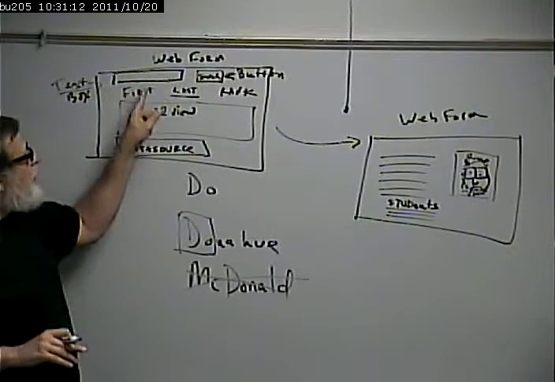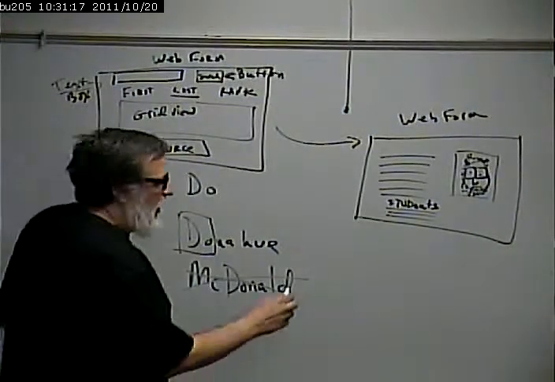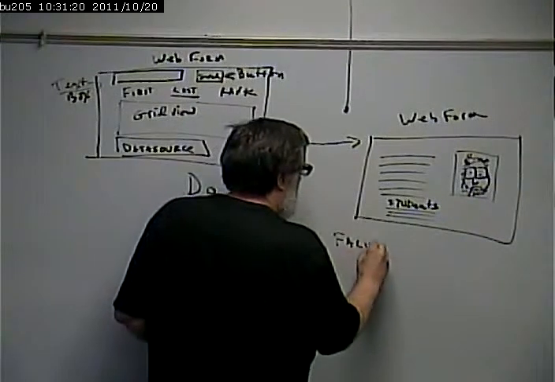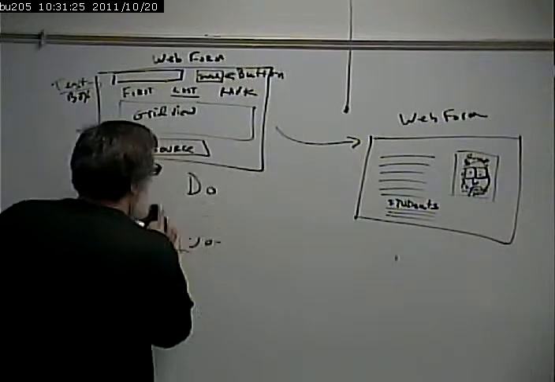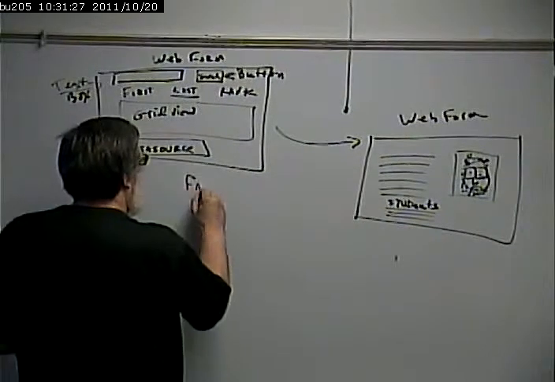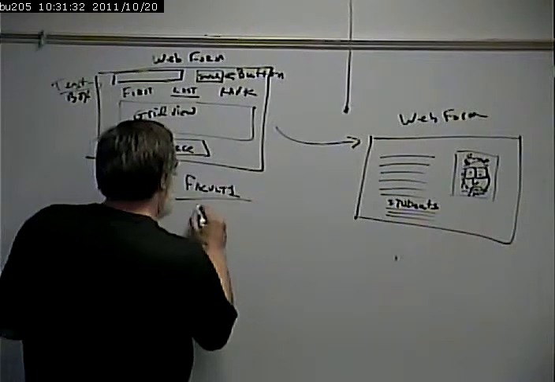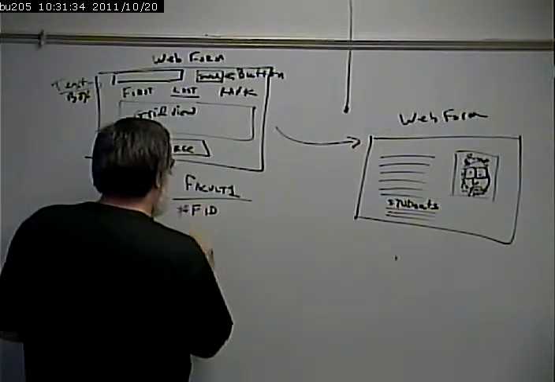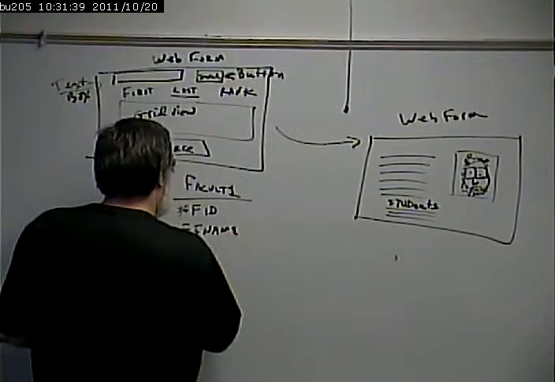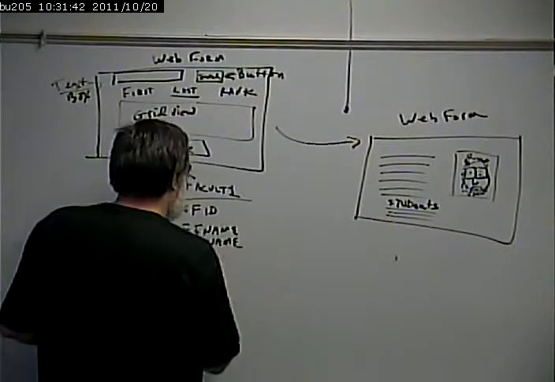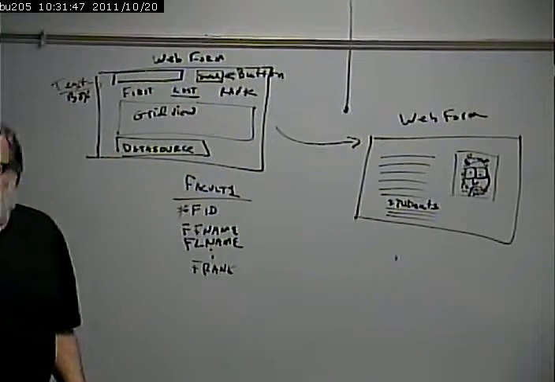Now, let's look at this SQL statement here. All right, let me put up part of the tables here. We have a faculty table that has faculty ID, primary key, first name, last name, and a faculty rank. That's really all that's relevant for this page.